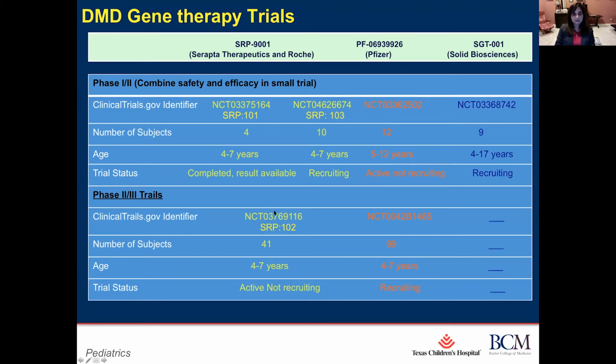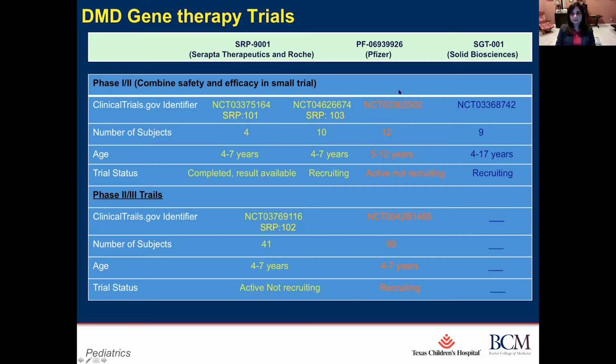The second trial, phase 2, which has been going on, enrolled 41 patients, and recently they released the results of 20 patients, all 4 to 7 years old. That actually shows a not-as-remarkable result as the phase 1 trial. They are also working on another trial, SRP-9003, with the same age group. They're using a different vector, not the same one used for the phase 1 and phase 2 trials.